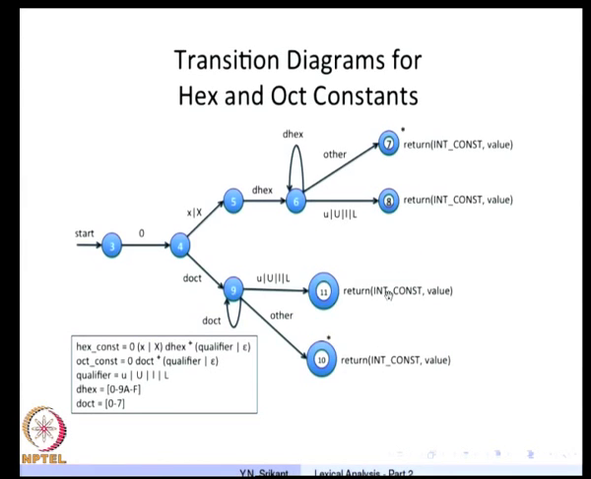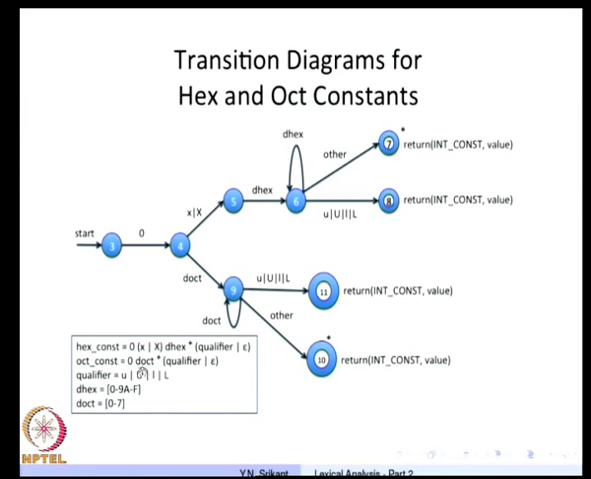So, let us take another example. How about hexadecimal and octal constants? The syntax is very similar to that of C. A hexadecimal constant is 0 followed by either a small x or a capital X, followed by hexadecimal digits, that is 0 to 9 and A B C D E F, any number of times, followed by either a qualifier or nothing. A qualifier simply says it is unsigned or long: small u or capital U, small l or capital L.